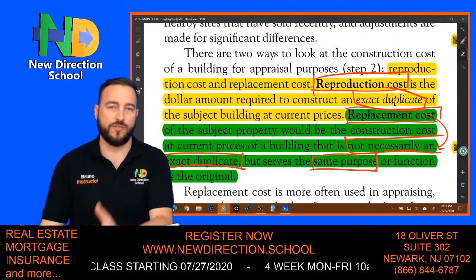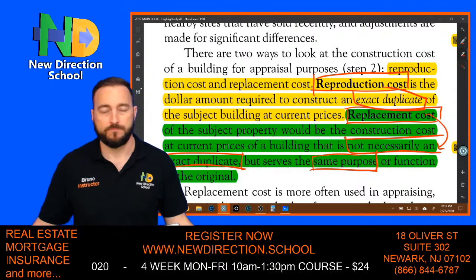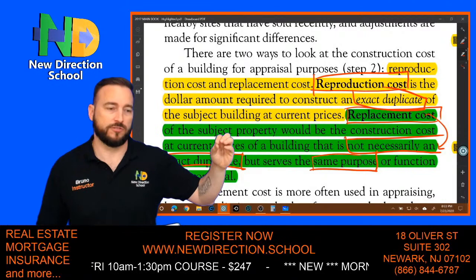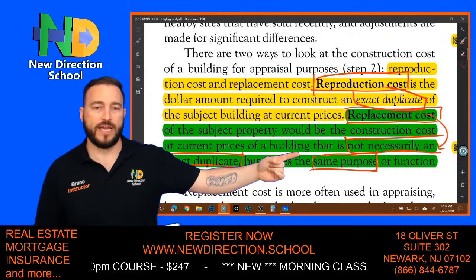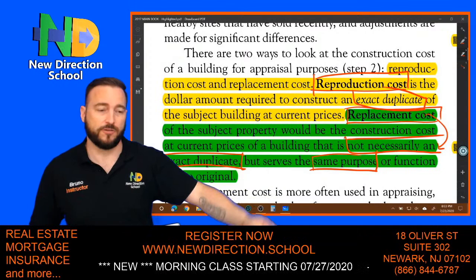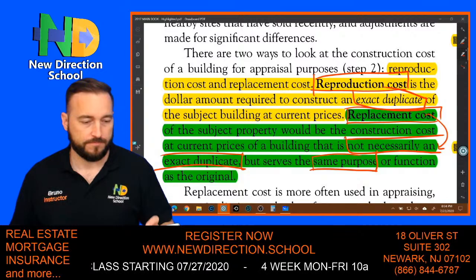What is going to be the difference in price? Traditionally, reproduction will be a higher price and replacement will be a lower price. So that's what we're looking at right here. Kent, Daphne, I will show you in a second. We calculate land separately, then we figure out how much it costs to build, whether at reproduction or replacement. Again, it's just using something that does the same thing, but it's not exactly the same.